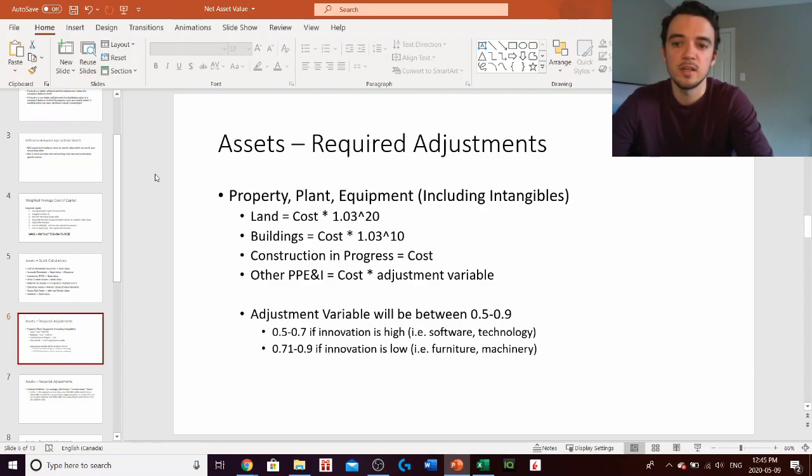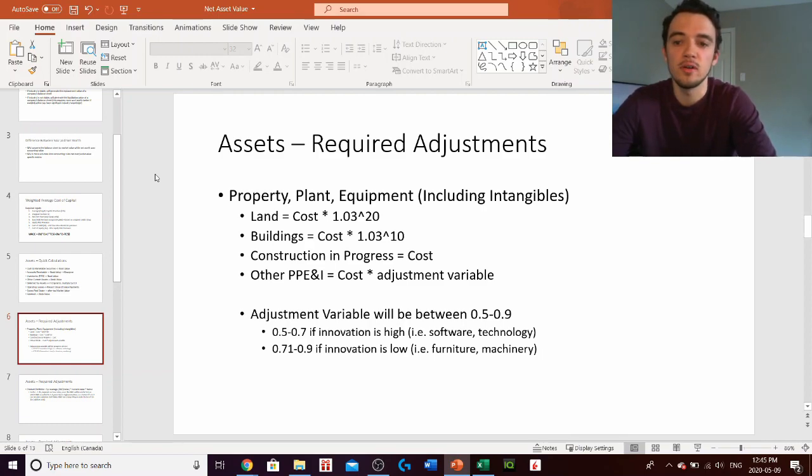Next, you want buildings. Buildings are similar, except buildings usually are held for a little bit less, and for that reason you want to compound it only for 10 years using that same 3% growth rate. Next is going to be the construction in progress or leasehold improvements. Those are all going to be listed at cost.